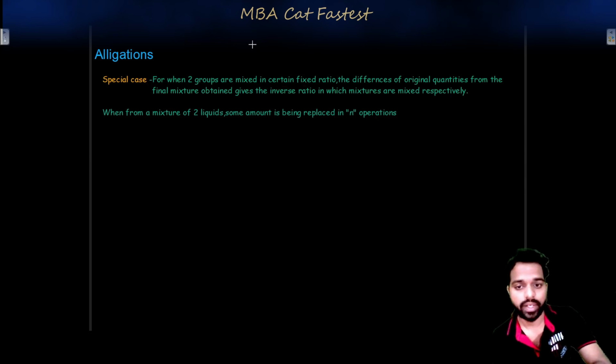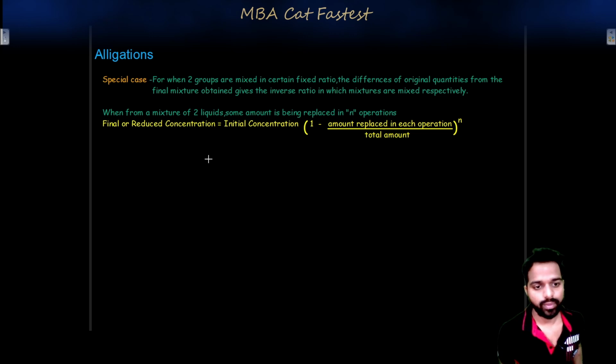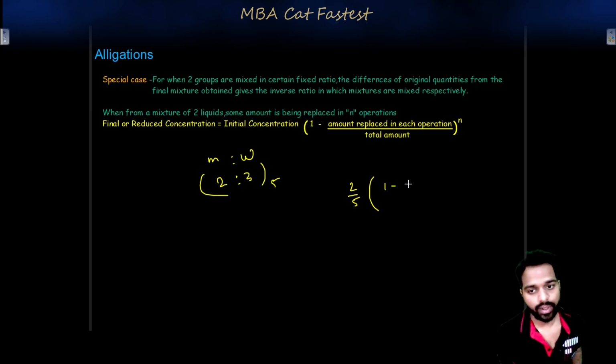In case of mixtures, let's say we have two mixtures, milk and water, which are mixed in the ratio of 2 is to 3, which means milk is available in 2 parts out of 5 parts, or you can consider it as liters directly. Now, what is written? The initial concentration of milk will be 2 by 5. Let's say we have done one operation in which we have taken off 2 liters out of 5 liters. If you solve this, it will give the final or reduced concentration, which becomes 3 by 5.